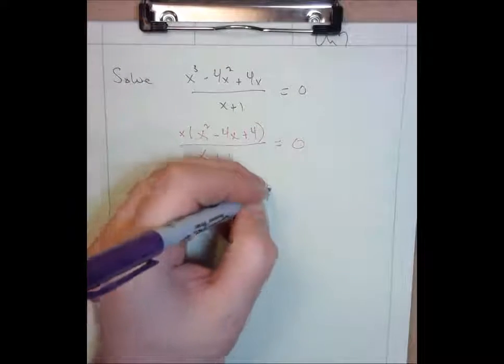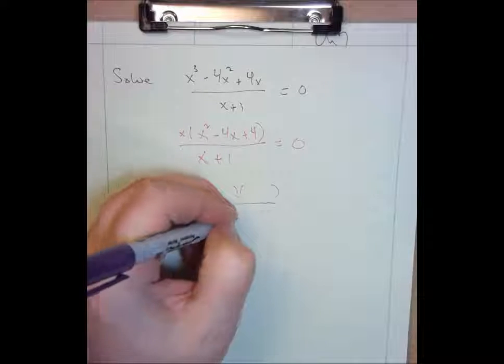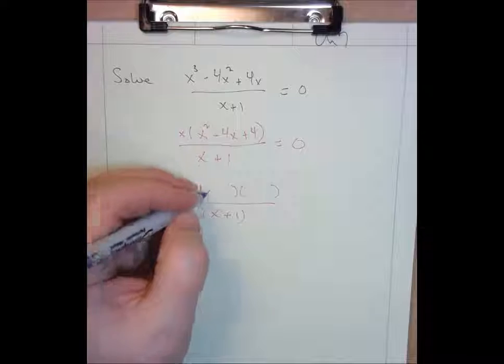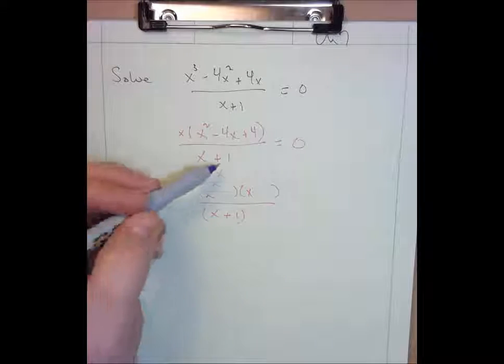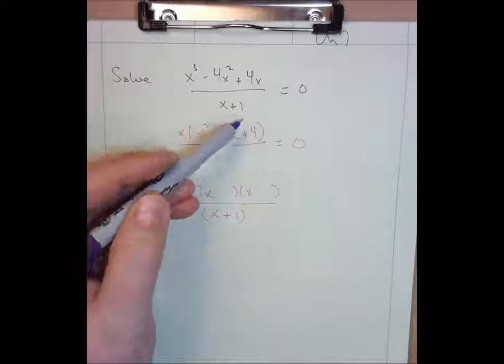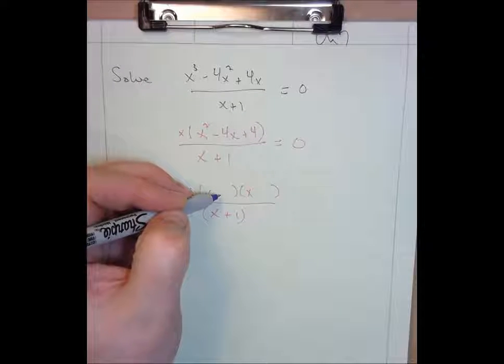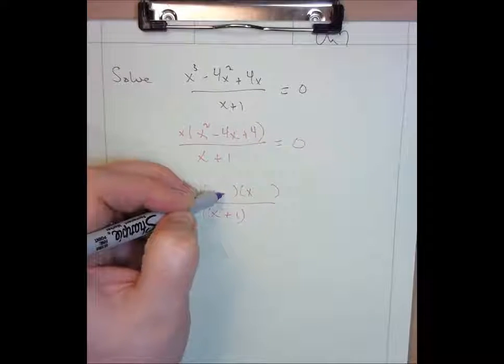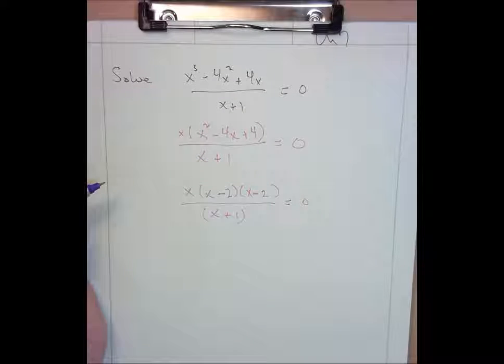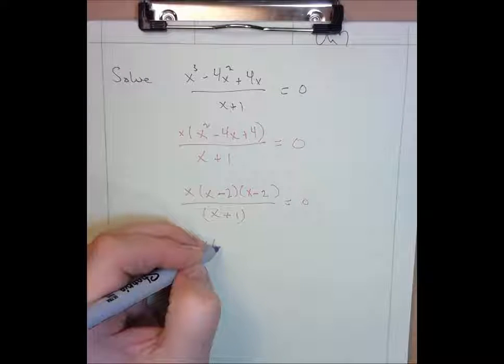That numerator can be factored even more. Let's see, x, two numbers to get plus 4, but that combine additively to make minus 4. How about minus 2 and minus 2? And then how about this? This is nifty.